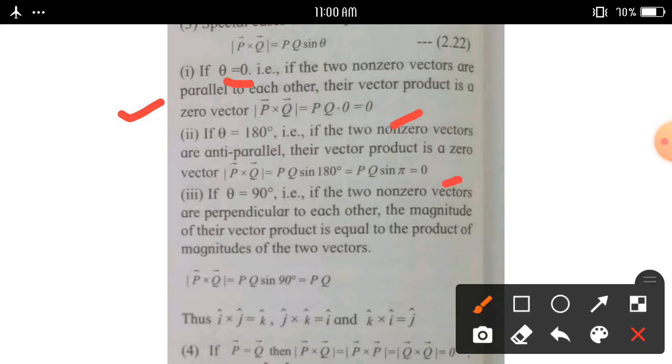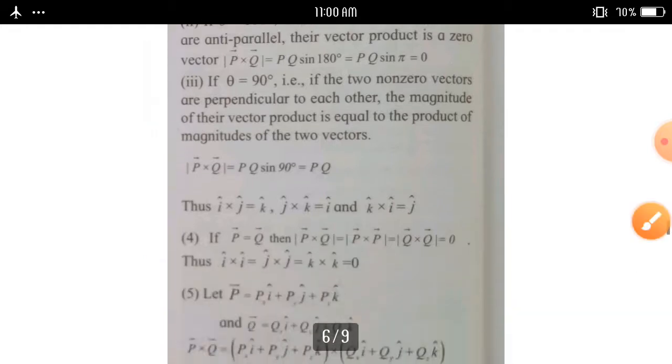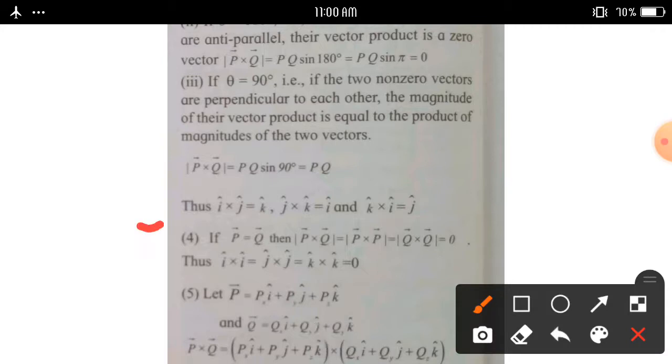If theta is equal to 90, that is if two non-zero vectors are perpendicular to each other, the magnitude of their vector product is equal to the product of the magnitudes of the two vectors. According to definition, p bar cross q bar is equal to pq sin 90. Sin 90 becomes 1, then we can write the magnitude of p bar cross q bar is equal to pq. Thus i cap cross j cap is equal to k cap, j cap cross k cap is equal to i cap, and k cap cross i cap is equal to j cap.